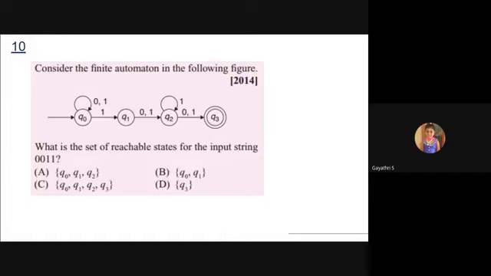What is the set of reachable states for the input state? This is also a very interesting and easy one. No more difficult in this diagram. What is the set of reachable states for the input state? 0, 0, 1, 1.